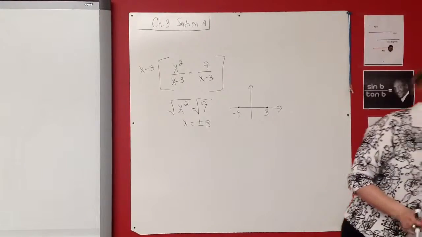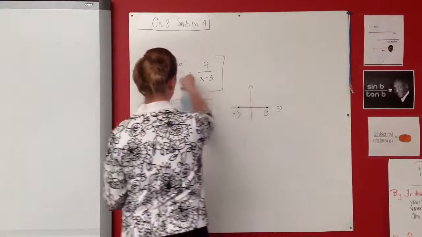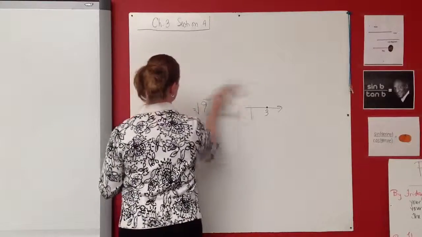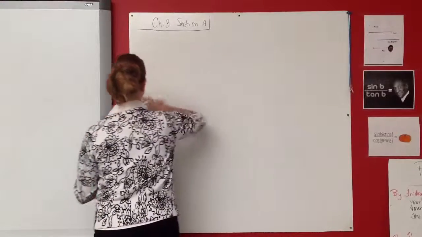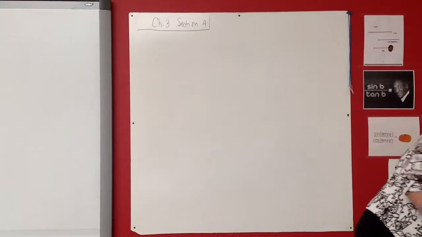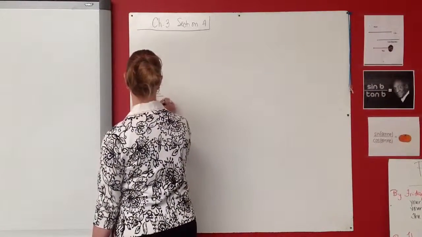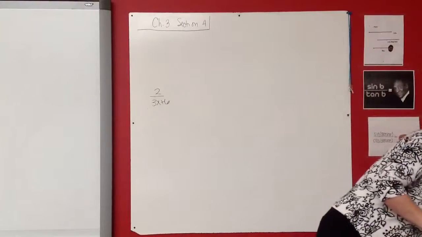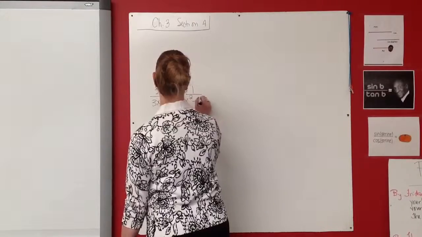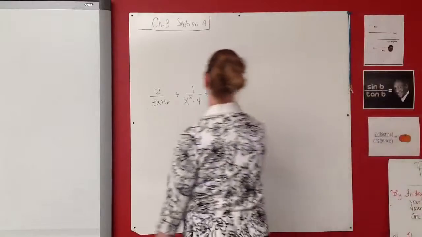Example 3 is probably a good one to go through as well. So let me get this off the board here. We'll go through that. All right, example 3 reads 2 divided by 3x plus 6 plus 1 divided by x squared minus 4 equals 4 divided by x minus 2.